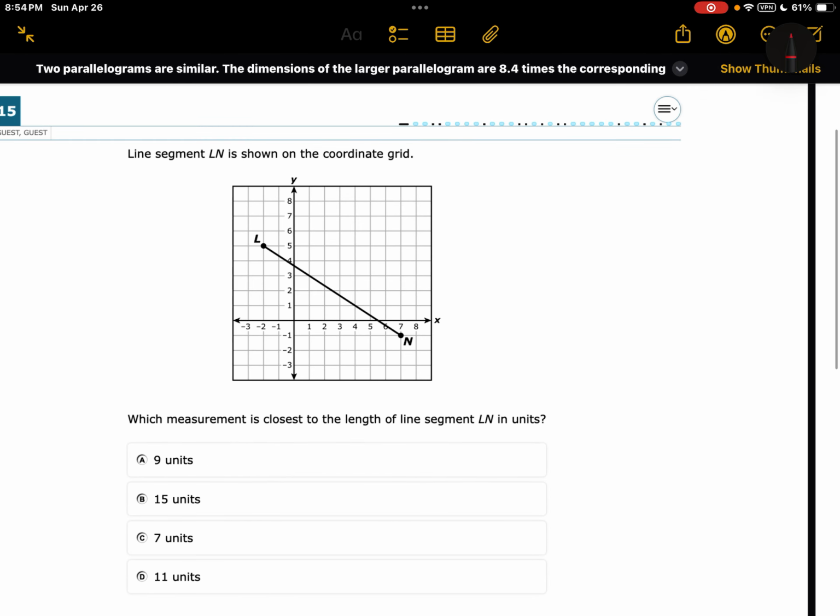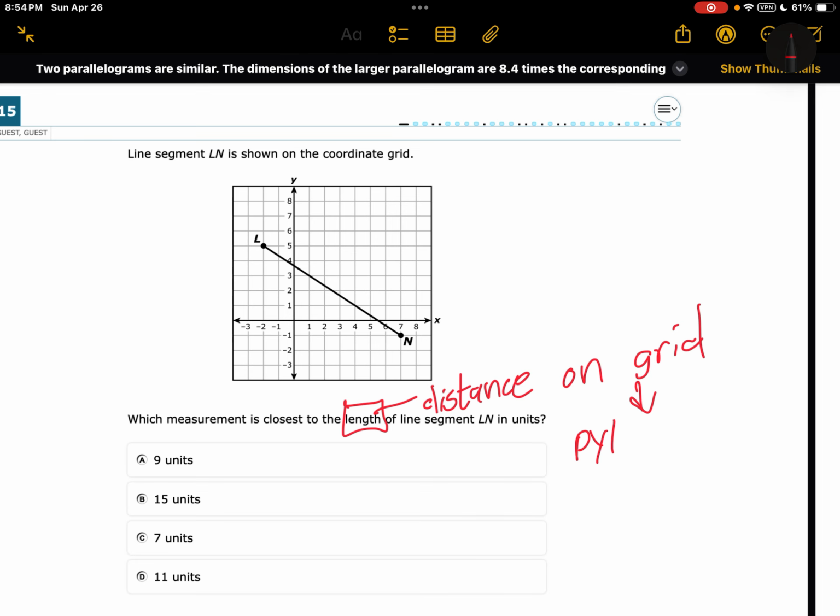Okay. Now, notice this one is asking me for the length of this, not the slope. So me entering points into Desmos is not going to help. Me putting a table into Desmos will not help. If I have to find the length or distance on the grid, this means Pythagorean theorem. A squared plus b squared equals c squared.